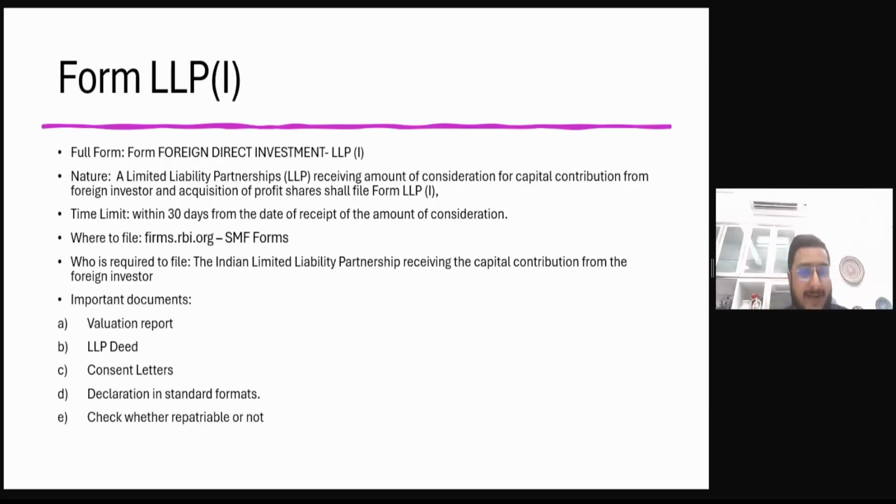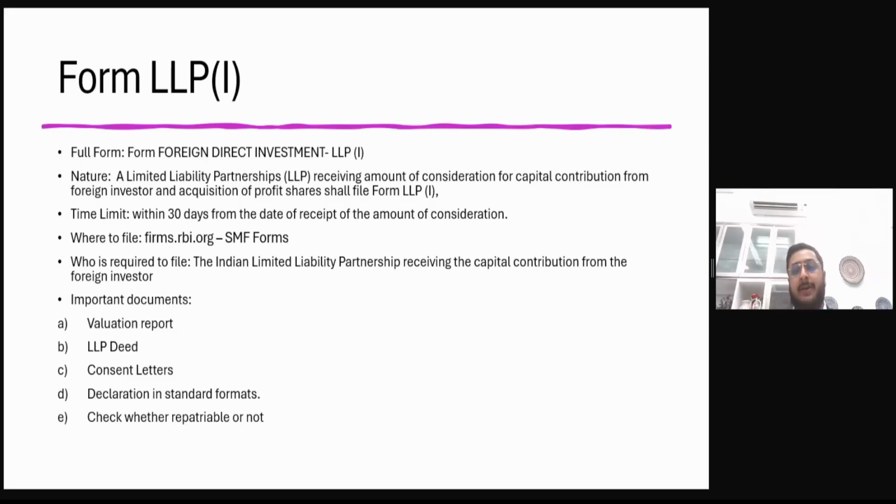Then Form LLP-I. If there's an LLP that has received FDI, it has to file Form LLP-I within 30 days of the date of receipt of the consideration. Again, it has to be filed at the FIRMS portal. Who is required to file? The Indian LLP that has received this FDI. The important documents: valuation report, any ODI, any FCTRS, FC-GPR valuation report is a must. For Form LLP-I, the LLP deed will be required.